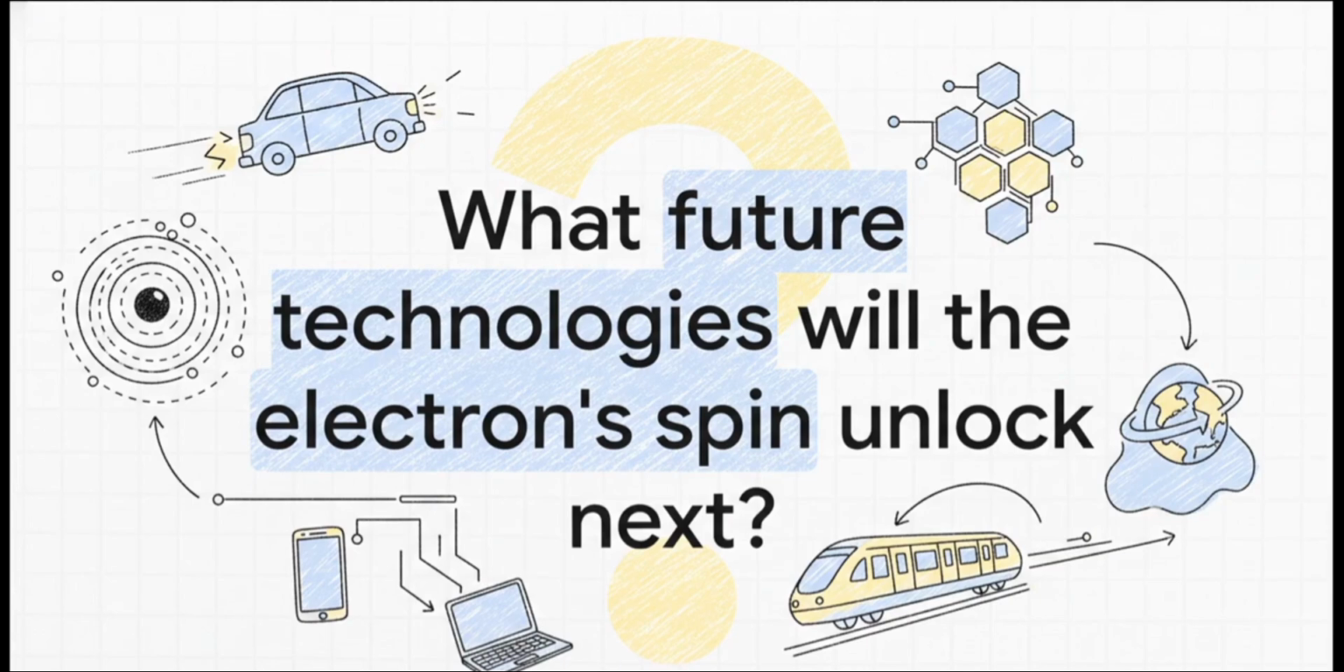So think about that. We went from the invisible, quantum spin of a single electron all the way to electric cars and the very foundation of our digital world. It just goes to show you how understanding the absolute smallest things in the universe can lead to the biggest revolutions in technology. Which really only leaves one question, right? What's this fundamental force going to unlock for us next?